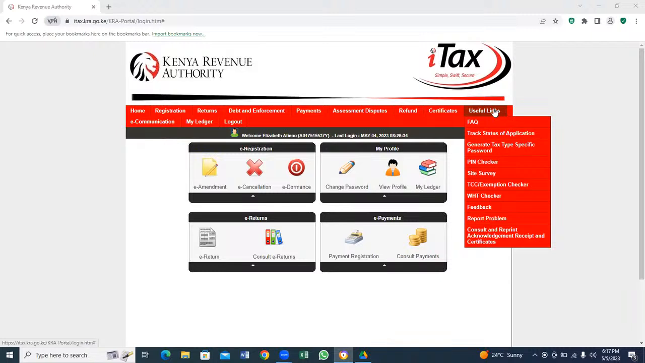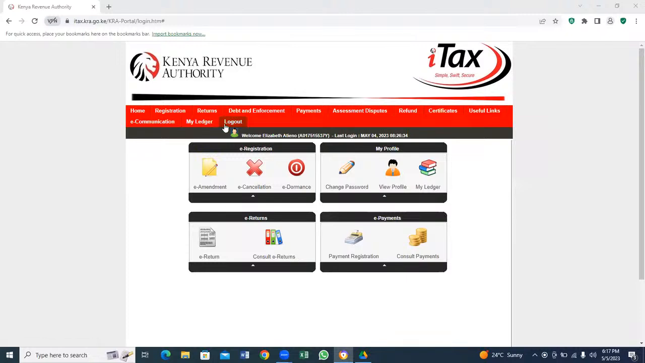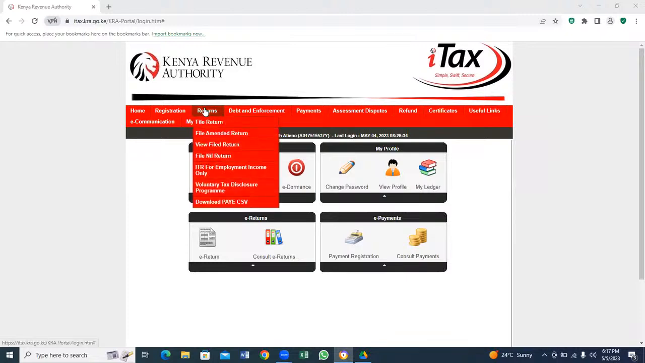We are still on filing of individual returns. Today we are still demonstrating the various aspects of filing individual returns from the angle of somebody who has a mortgage, insurance relief, NHIF relief, somebody who has all those deductions that are made against the taxable income of an individual.